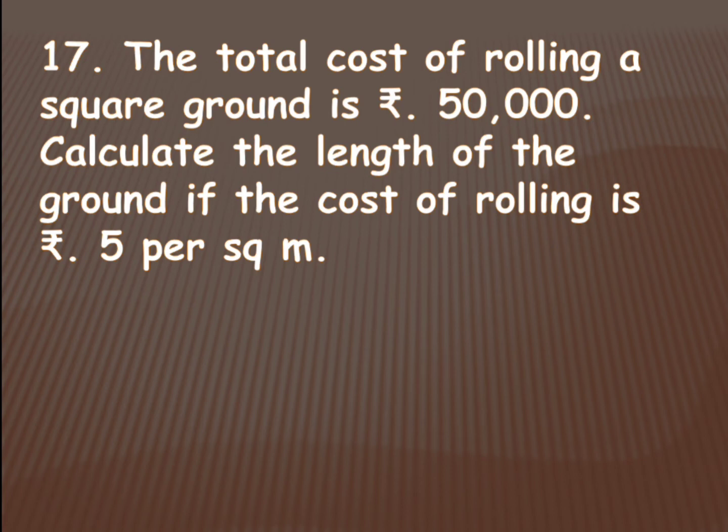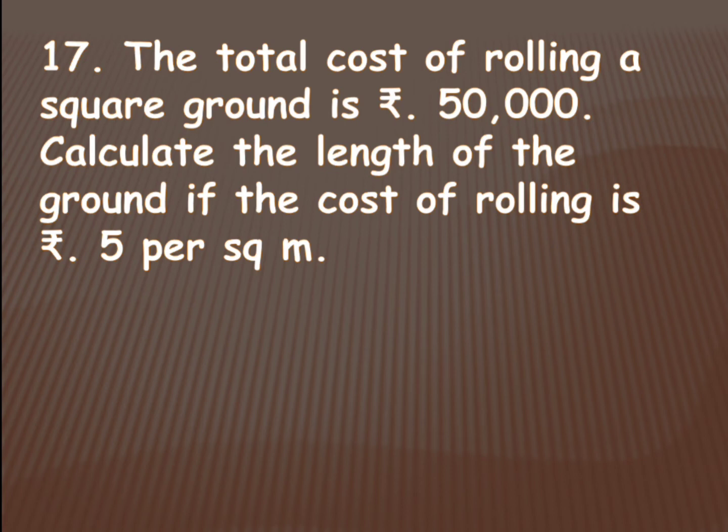Okay, so they have paid the amount of 50,000 rupees. That means you need to find the area. From that you need to find the length of the ground. That's what they ask, no? Calculate the length of ground. That means from this cost you need to find the area, and from area you need to find the length.